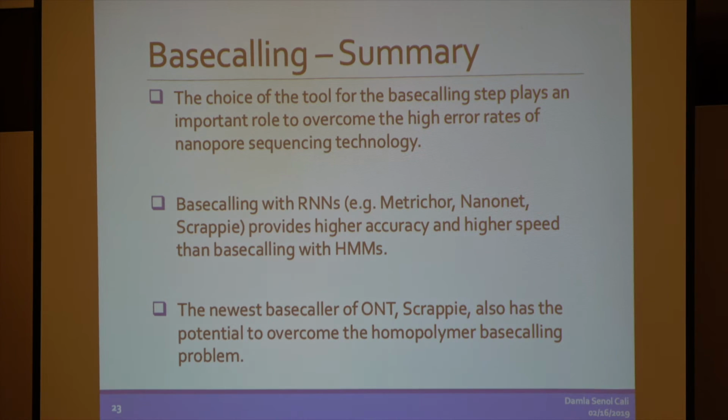So in summary, we showed that the basecaller choice has an important role in overcoming the high error rates. It's important because it ends up with different accuracy levels. And basecalling with RNNs provides higher accuracy and higher speed than HMMs. Also, the newest basecaller of Oxford Nanopore, Scrappie, has the potential to overcome the homopolymer basecalling problem, which is basecalling the repetitive regions. This is a challenge because the Nanopore device cannot predict the length of these repeats, but Scrappie is targeting that problem, and with the minimum number of mismatches and indels, it is promising to overcome this problem.